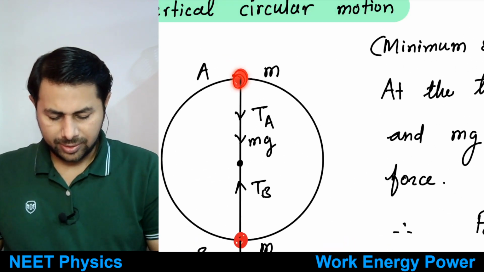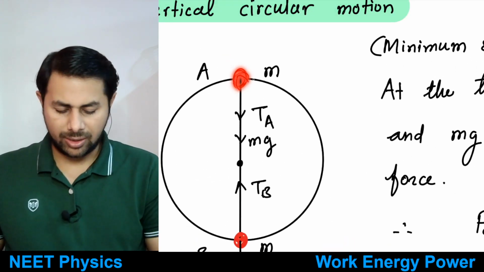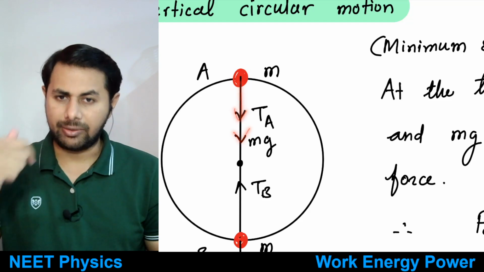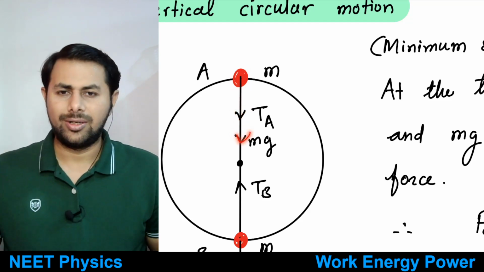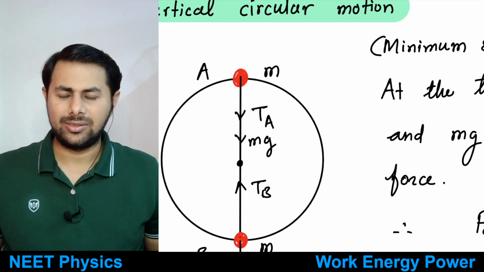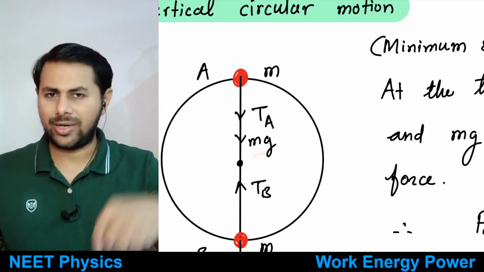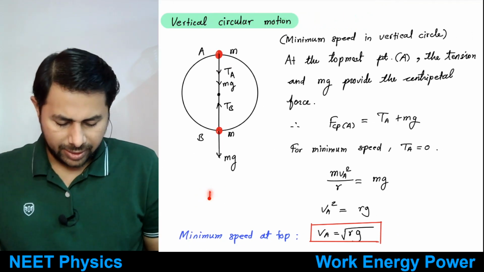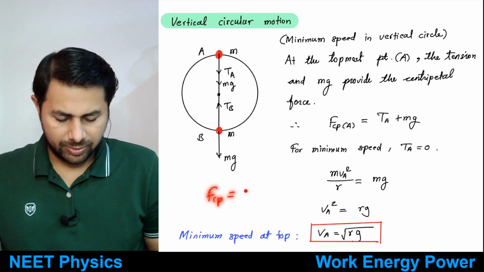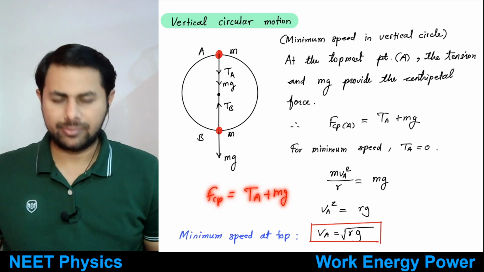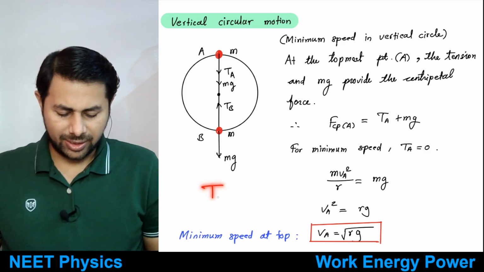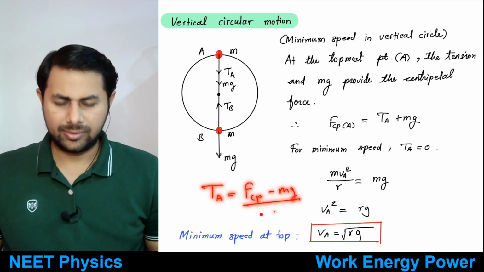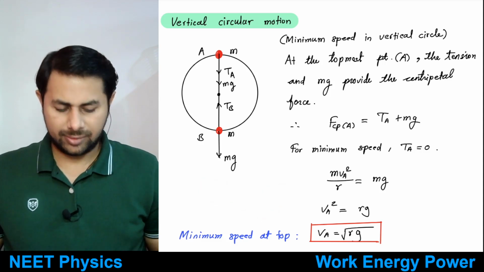But at the top, you have tension directed towards the center, that is downwards, and the gravitational force is also acting downwards. So at the topmost point, both the forces, tension and mg, combined, are providing the centripetal force. So therefore the centripetal force FCP at the top is equal to what? Tension at the top plus mg, right? So tension at the top is equal to FCP minus mg, right? This thing is clear.